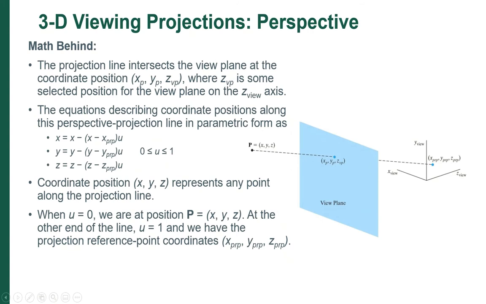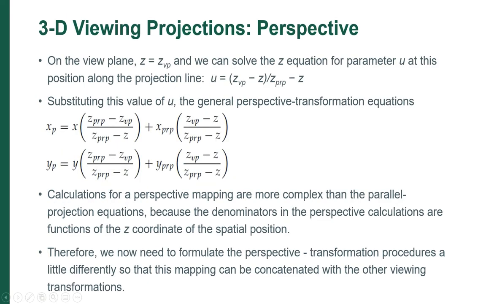From the previous equations, you can consider and rename. After considering all these equations, we can have u as this one. Substituting the value of u, the general perspective transformation equations can be modified like this, so that these are in terms of z. So whenever the point is near the view plane or on the view plane, the values change for x and y. Calculations for a perspective mapping are more complex than the parallel projection equations, because the denominators in the perspective calculations are functions of the z coordinate of the spatial position.